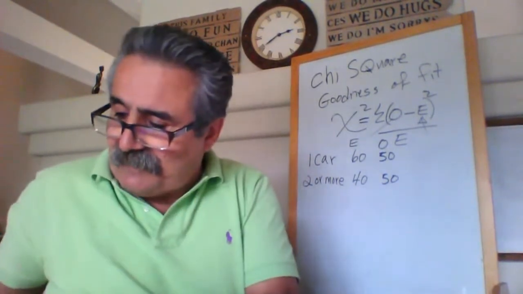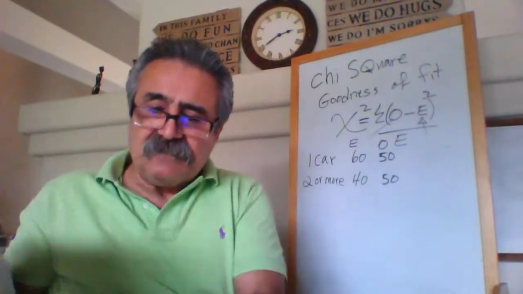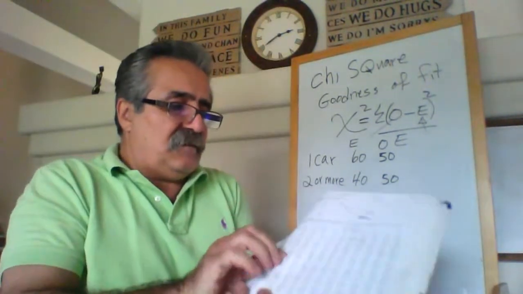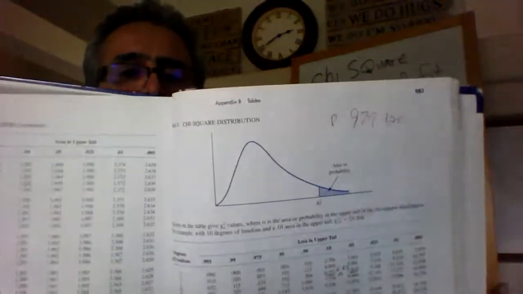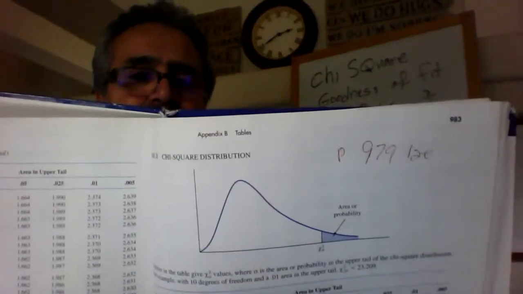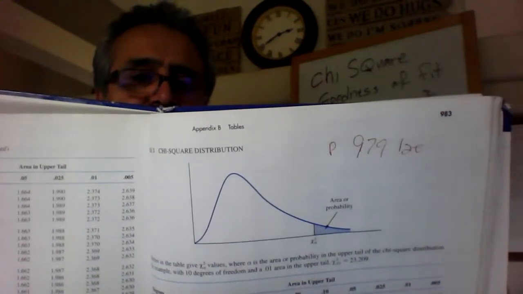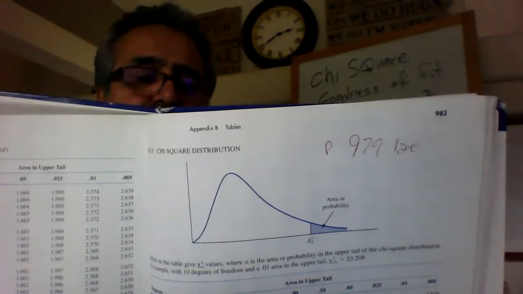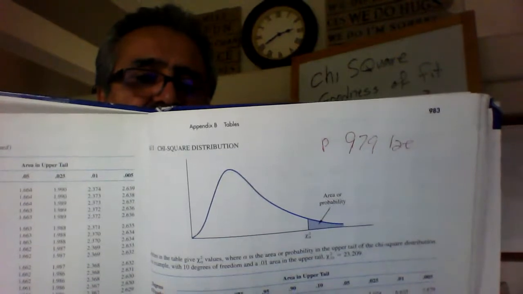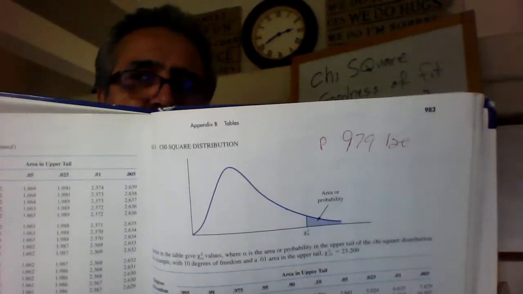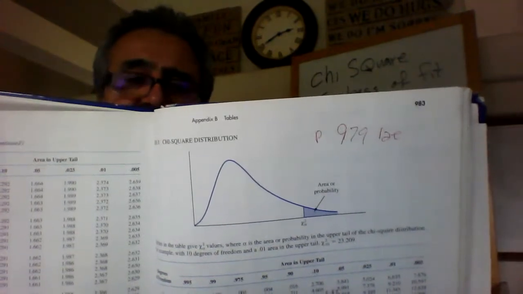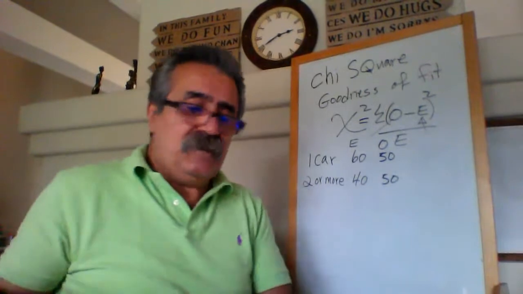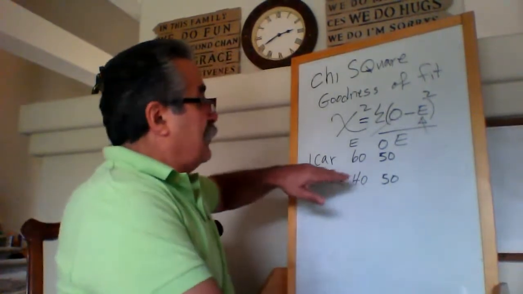This is the chi-square table. All right. I don't know how well you can see this. So those categories are under the column called degrees of freedom. So now we go ahead and solve for this.